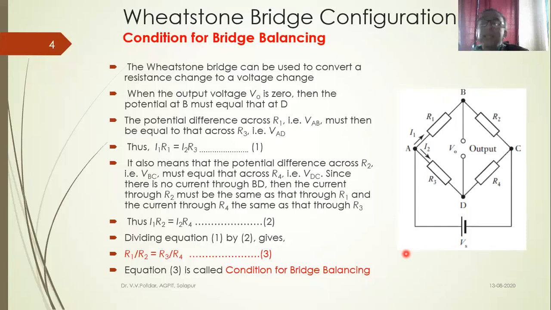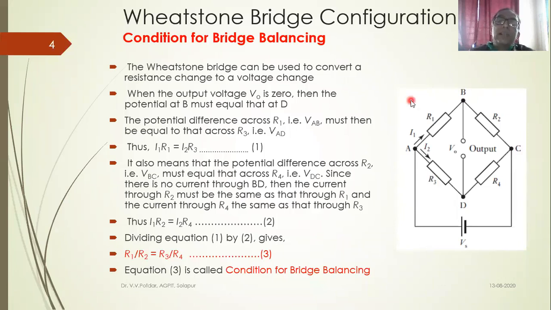What do you mean by same sense? If I'm taking the ratio from top to bottom, R1 by R3, the other ratio also I should take from top to bottom, that is R2 by R4. Or, the other meaning of sense: if I'm taking the ratio from left to right, R1 by R2, the other ratio also I should take from left to right, that is R3 by R4. In both cases, I get this condition for initial balancing of the bridge. So this should be very clear to us.